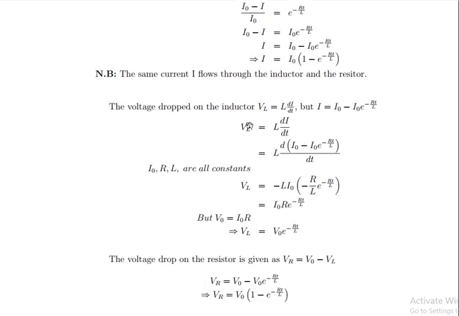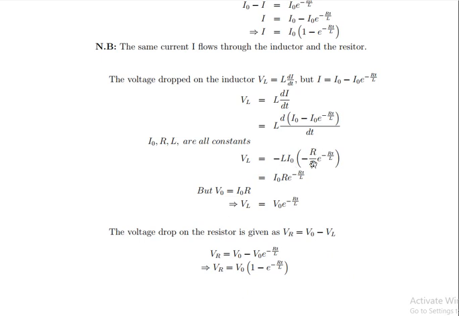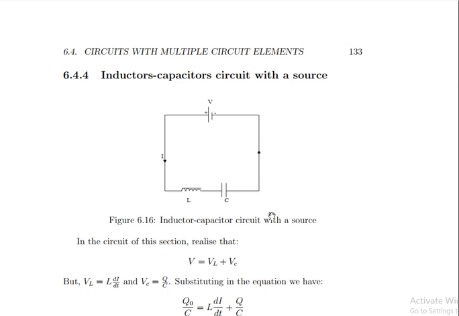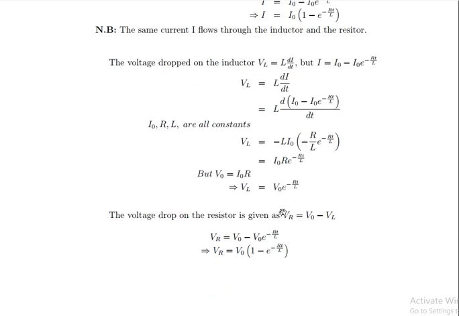So now the V of the inductor is going to be given as L di all over dt. So I need to differentiate this formula again. When you differentiate the di all over dt that you had here, you're going to have L I0 into negative R all over L e raised to the power negative Rt. So it's going to end up by saying that VL is going to be V0 e raised to the power negative Rt all over L. And VR is V0 minus VL. So V on the resistor is going to be V0 into 1 minus e raised to the power negative Rt all over L.